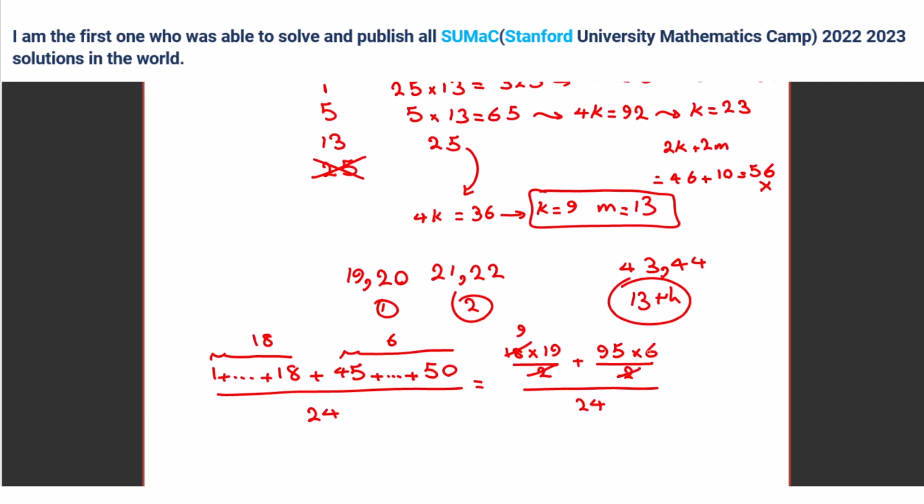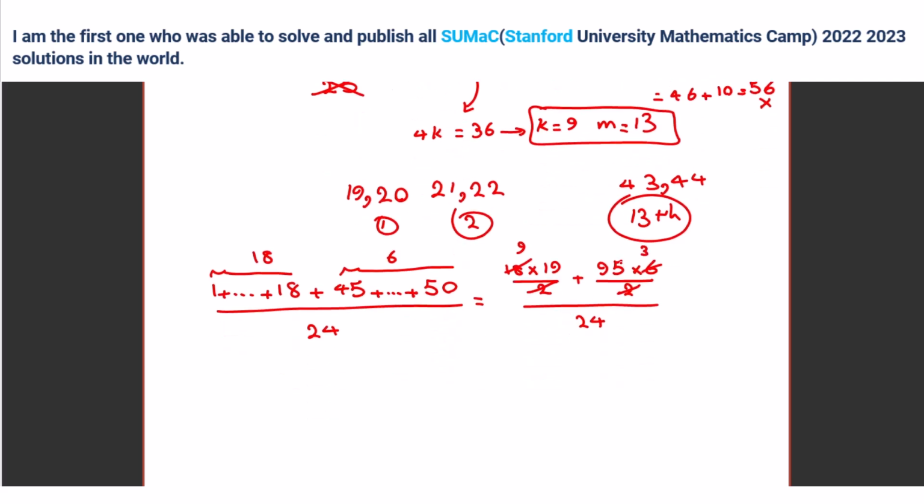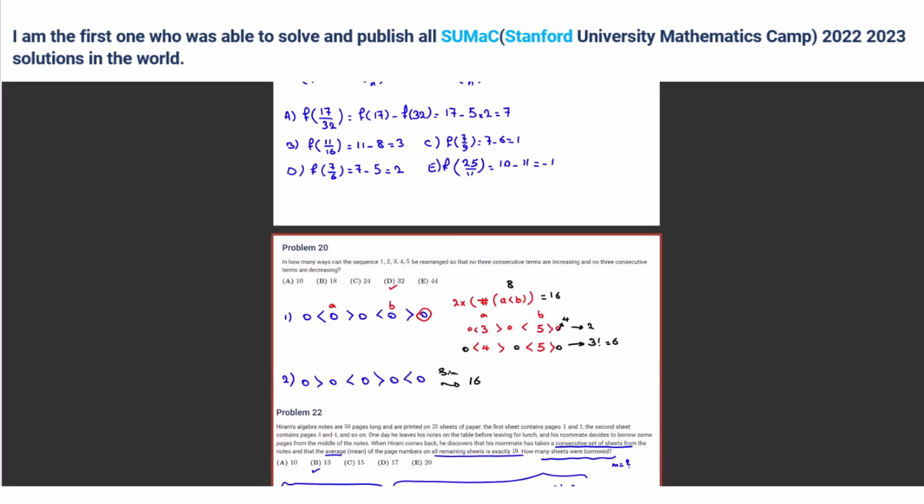It is 9. This one is 3. So the 15 is now 5 times 19. So if you factor from 19, it would be 9 plus 5 times 3, 15 over 24, and we can cancel. So it's 9, right? Okay. It was problem 22.